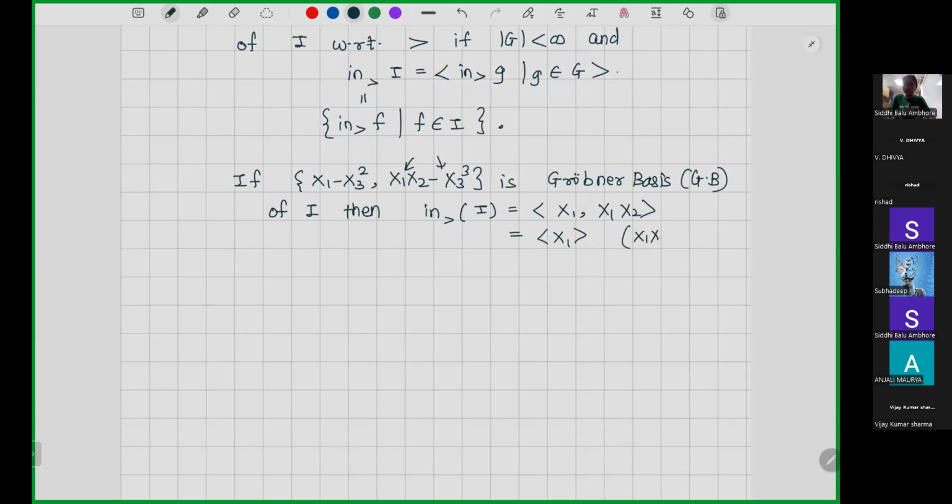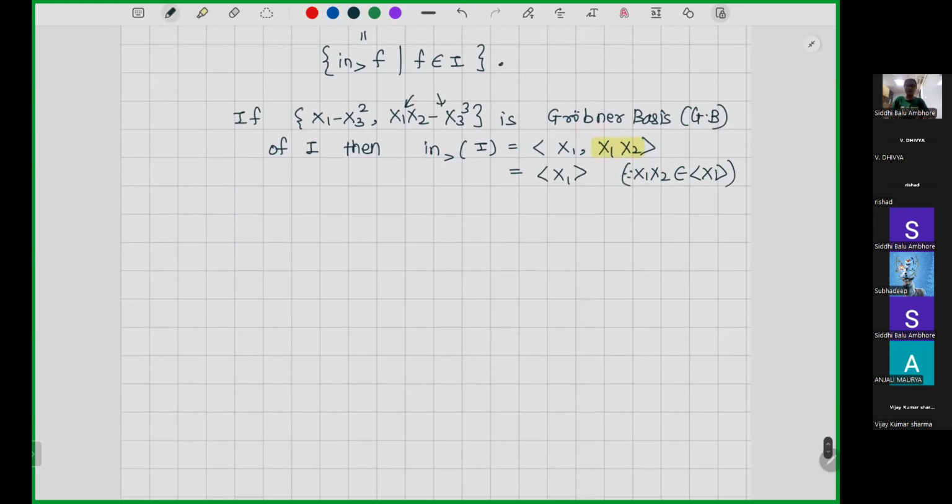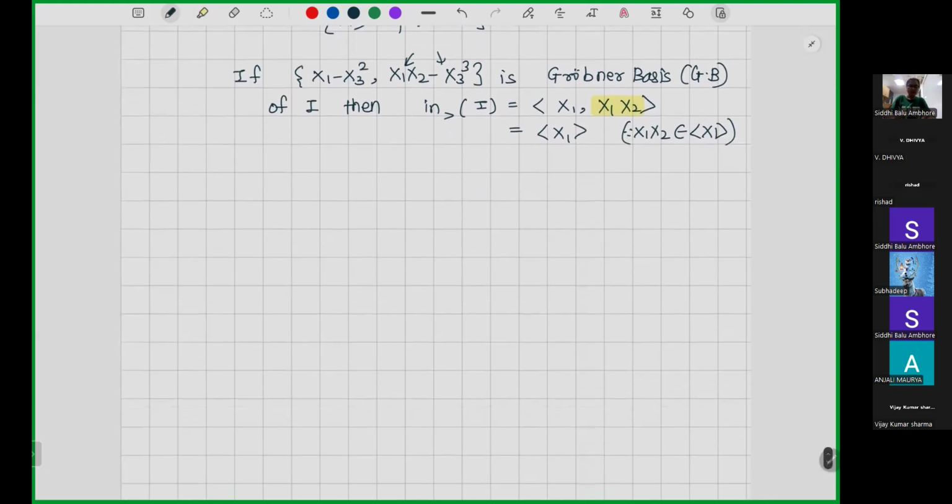Because note that this x1 x2 belongs to the ideal generated by x1. You can get rid of this term if that helps, since x1 x2 is already in that ideal generated by x1. So we have to check whether it is true or not that the initial ideal of I must be this.